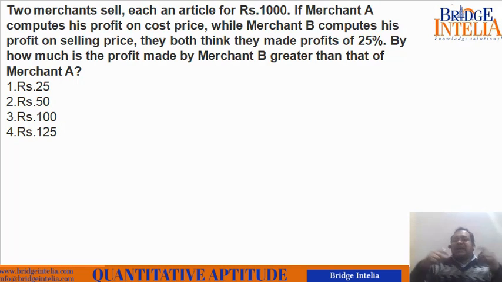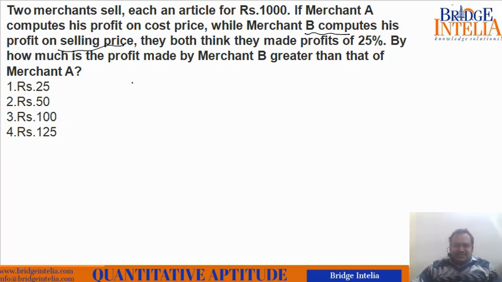So they both are thinking that they have made 25% profit. But one person is right, the other person is wrong. Who is wrong? B is wrong. B computes wrongly. So how much is the profit made by merchant B greater than that of merchant A? Let us see.